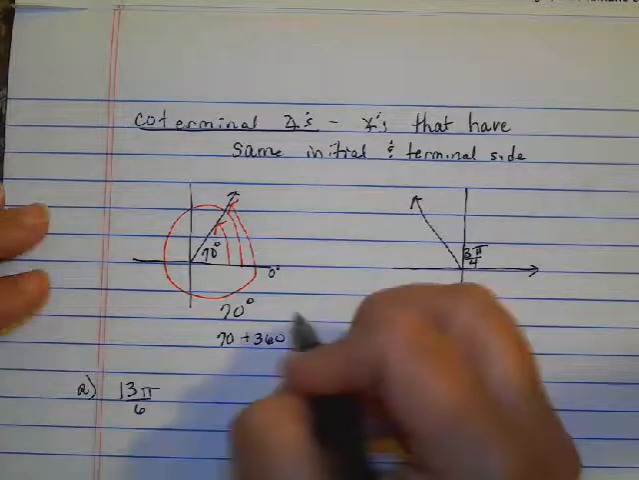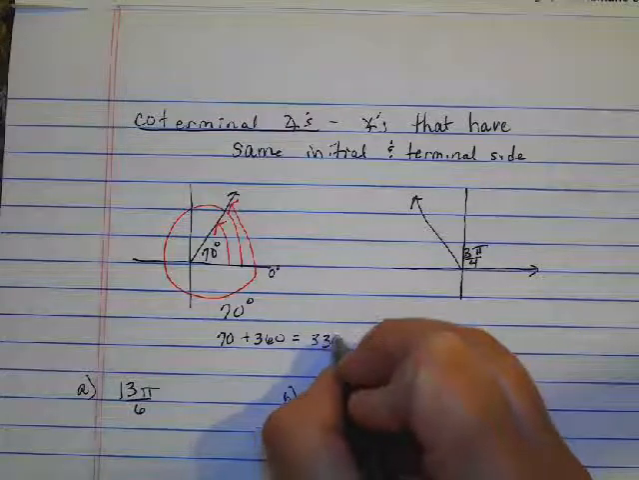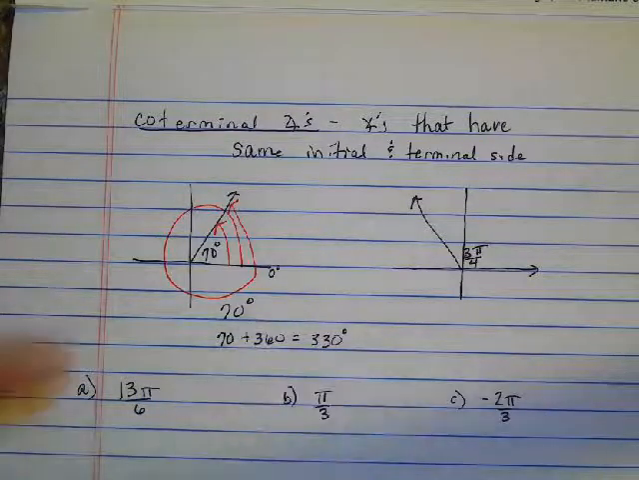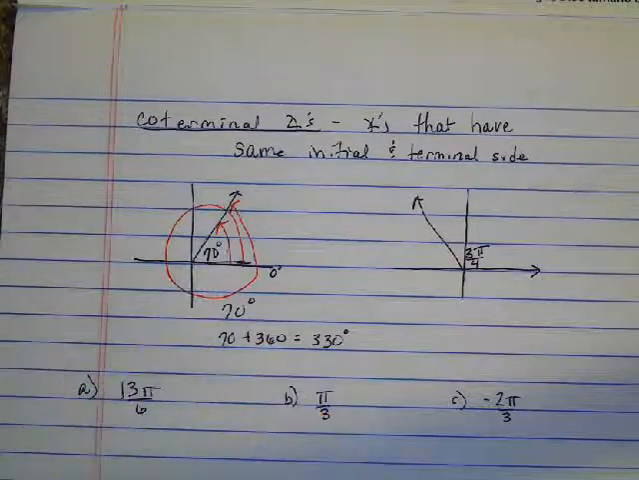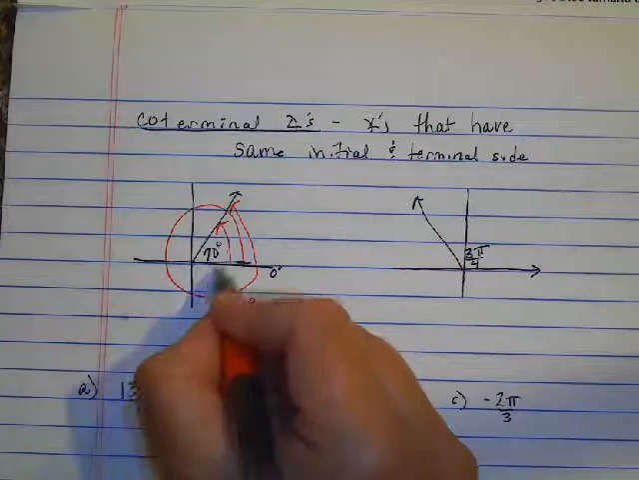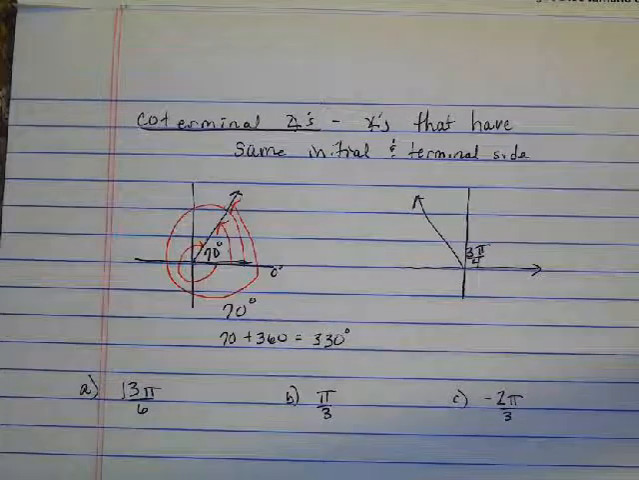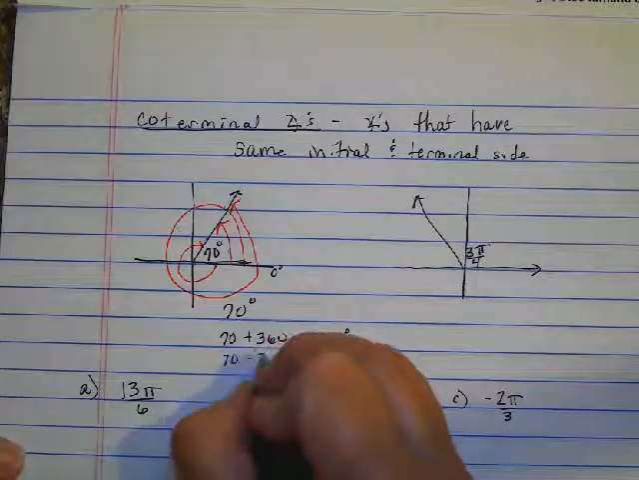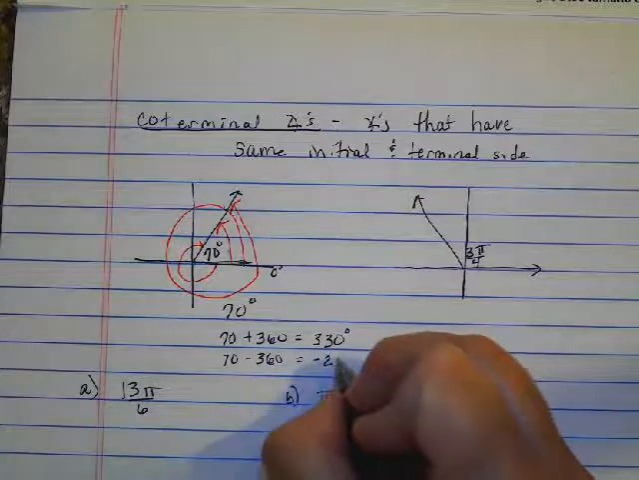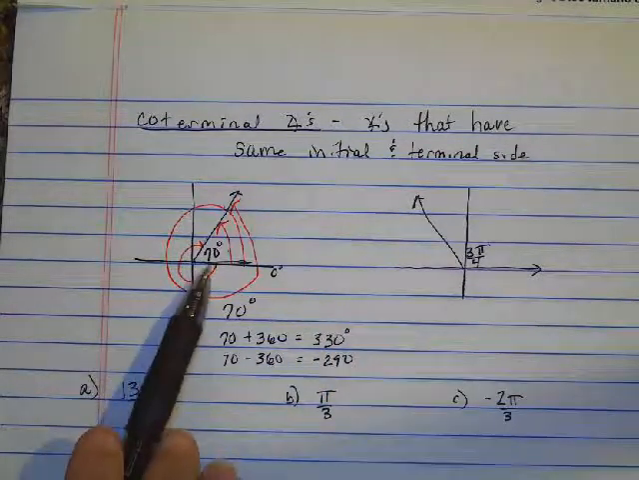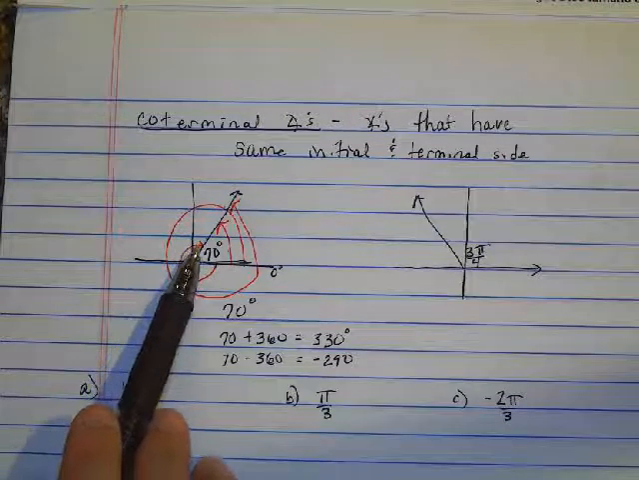would be coterminal angles. So 70 degrees and 330 degrees would be coterminal. They both start at the same place and they both end at the same place. Another coterminal angle would be the one that starts here and goes the other direction. So it would be the one that is 70 subtract 360, which is negative 290. It goes all the way around past 180, past 270, and to 290.